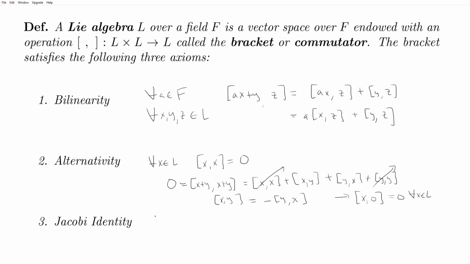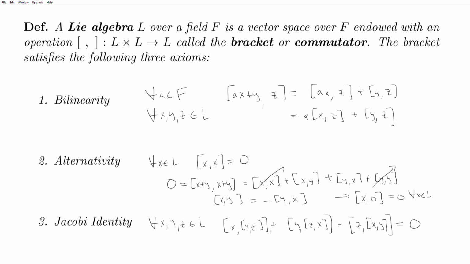The last one here is probably the one you haven't seen before, and it's called the Jacobi identity. What that says is that for all x, y, and z in L, x bracket with y bracket z, plus y bracket with z bracket x, plus z bracket x bracket y is equal to 0.